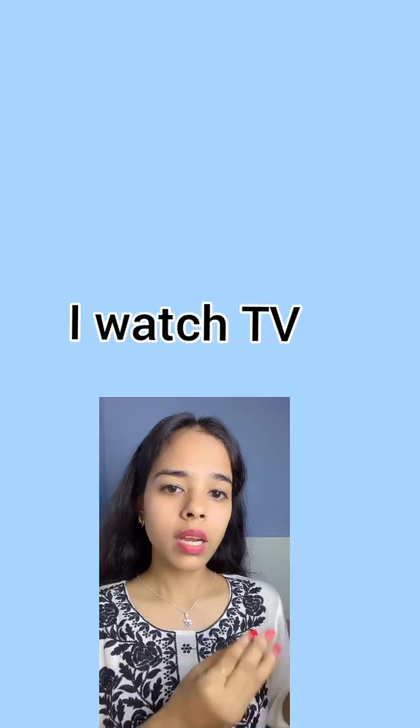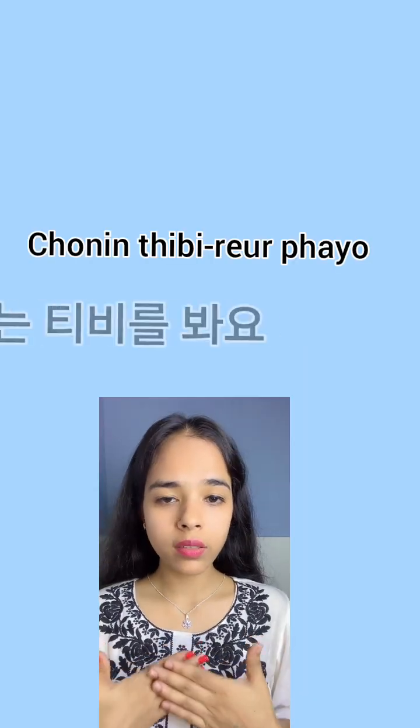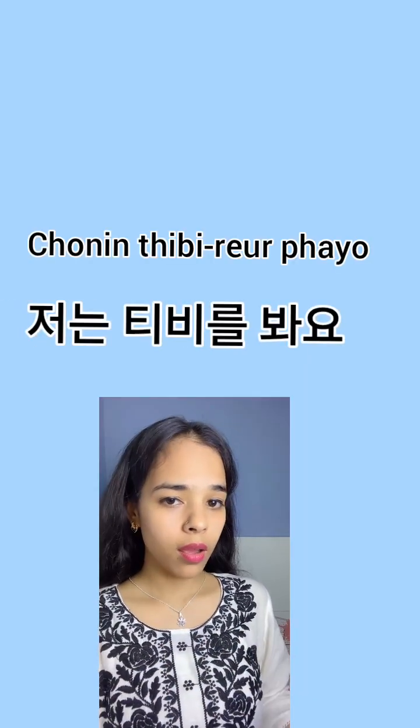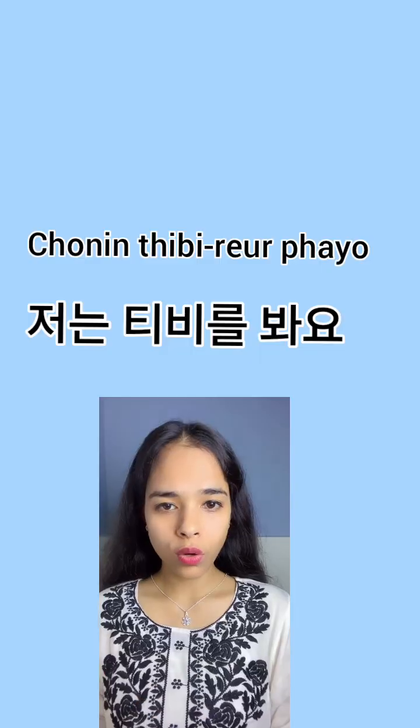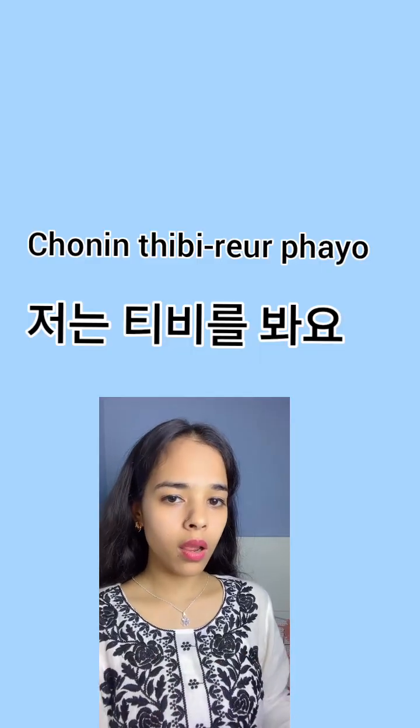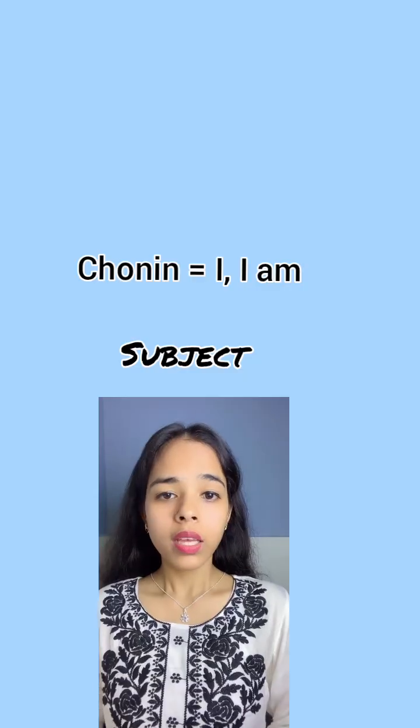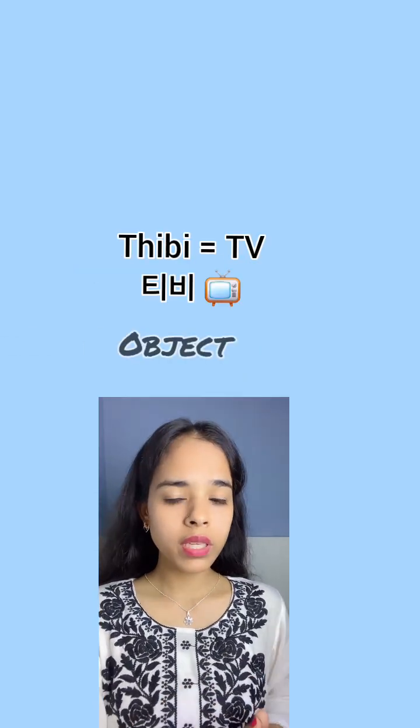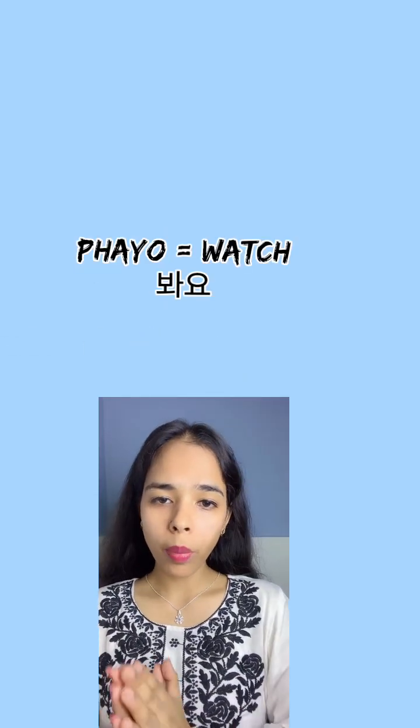Third example. I watch TV. 저는 TV를 봐요. 저는 means I, TV means TV, and 봐요 means watch. It's done. You have understood all the things. Now you are ready to make Korean sentences.